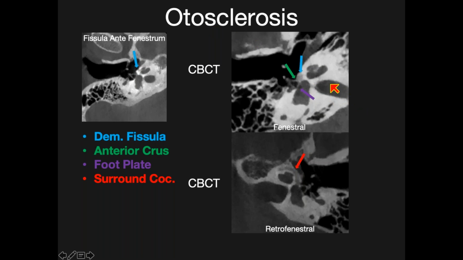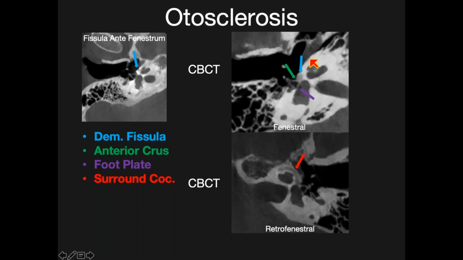Cone beam CT image in a patient with otospongiosis, otosclerosis. You can see the plaque, the demineralization of the fissula. There is involvement of the anterior crus of the stapes. The footplate is thickened, and all this fits in quite nicely with the diagnosis of a fenestral type of otosclerosis.